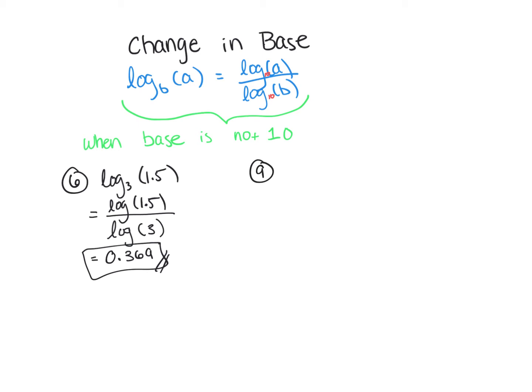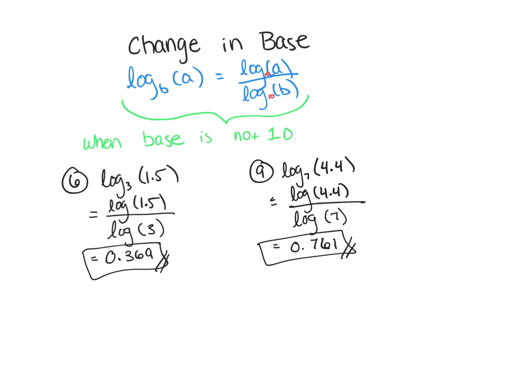If we take a look at problem 9, we have log base 7 of 4.14. Again, some calculators can deal with this, some can't. So I want everyone to write for me log of 4.14 divided by log of 7. Then you can plug that into your calculator and you will get 0.761 as your answer.